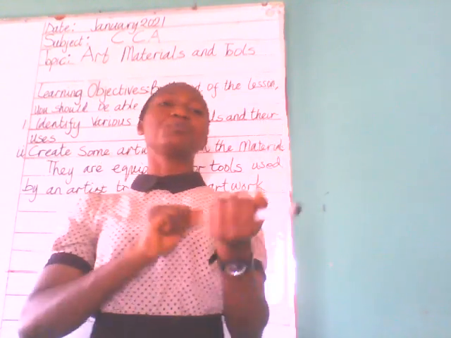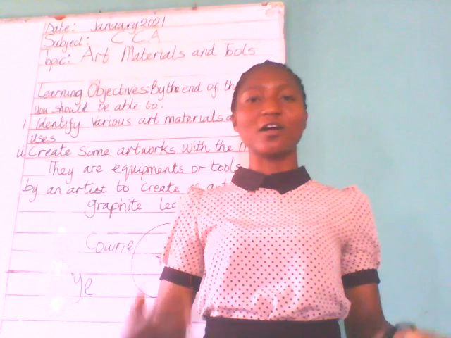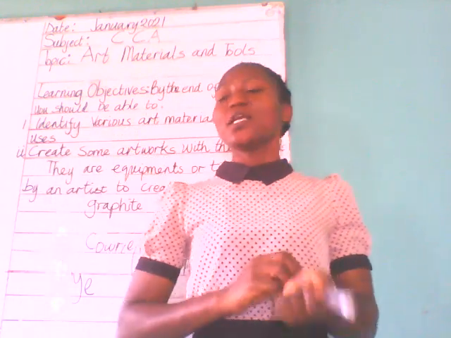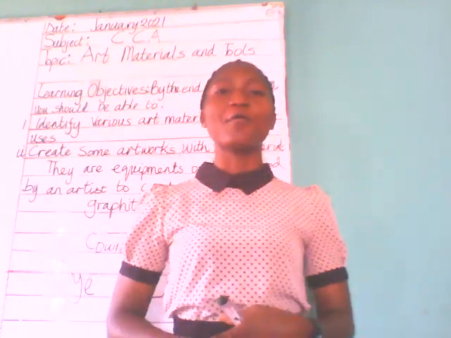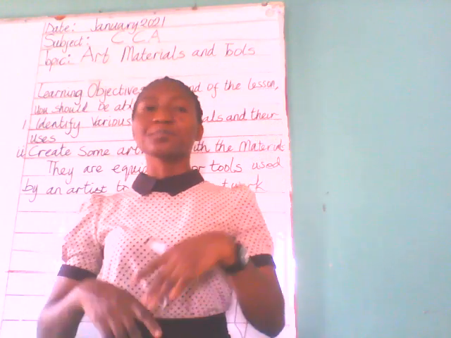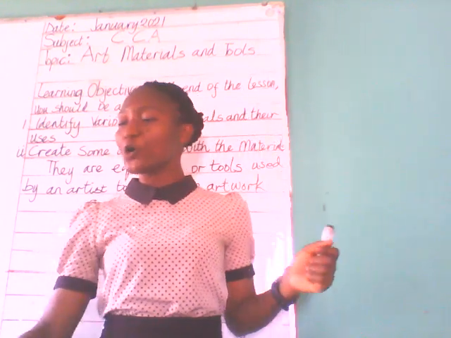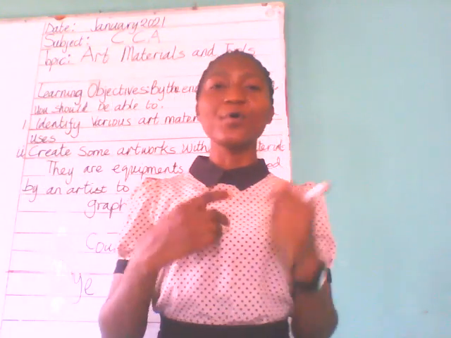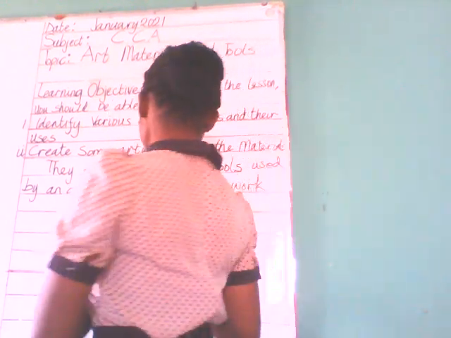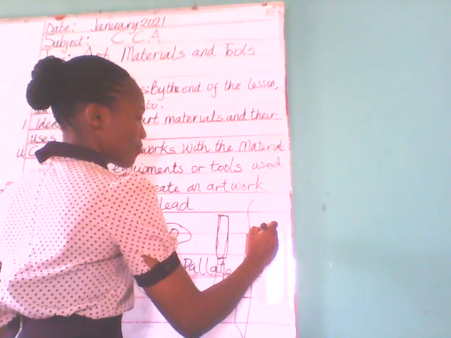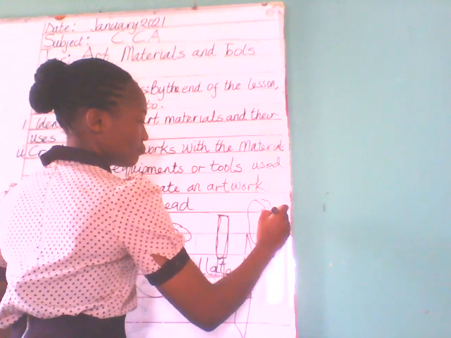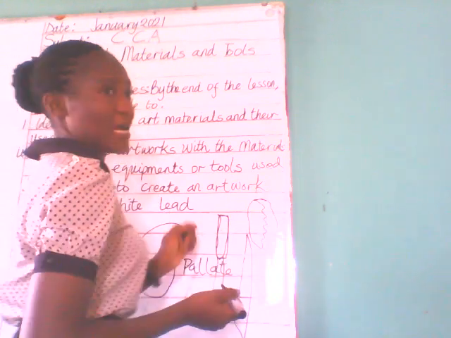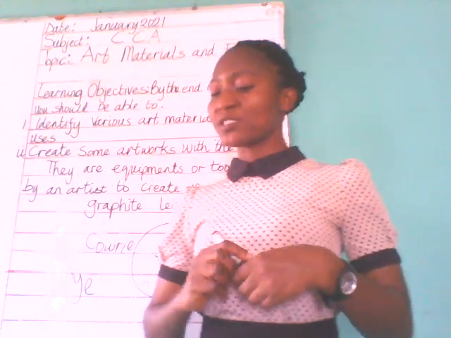And then we talked about the brush. When you've mixed your colors, you can use the brush to paint. Then we have the dye. I said it's a colorant that is used for tie and dye. Then we have the cowrie. I showed you a cowrie. I said it's a whitish material that is used in making mosaic and beads. This is how a cowrie looks like. This is a cowrie.